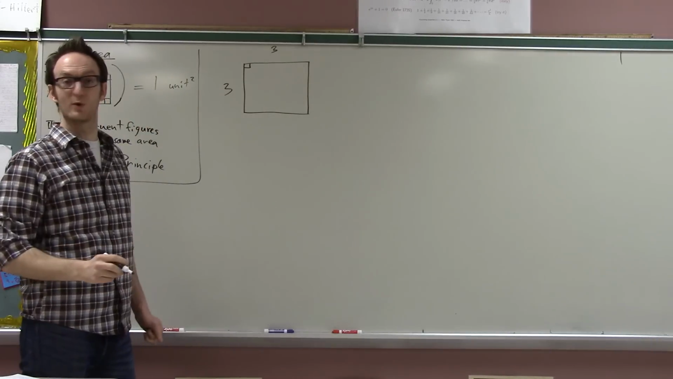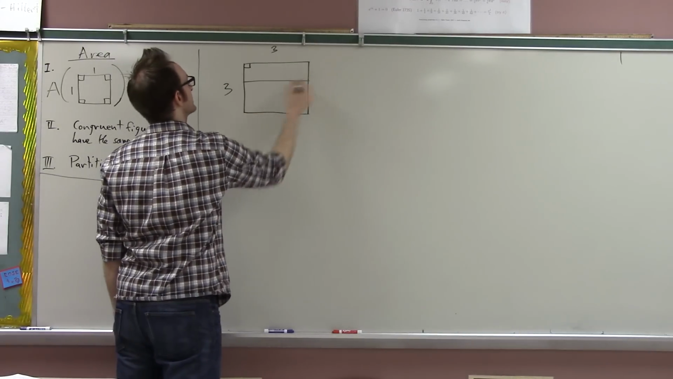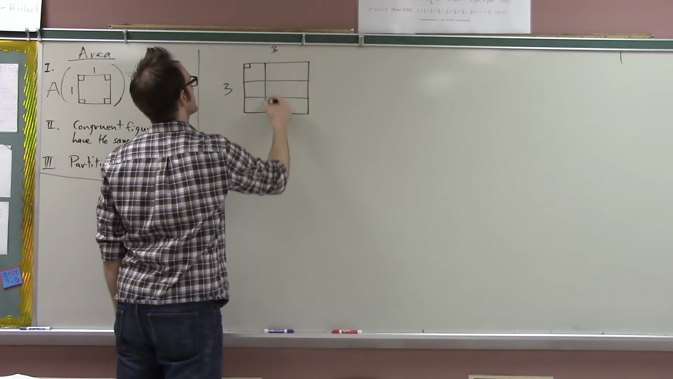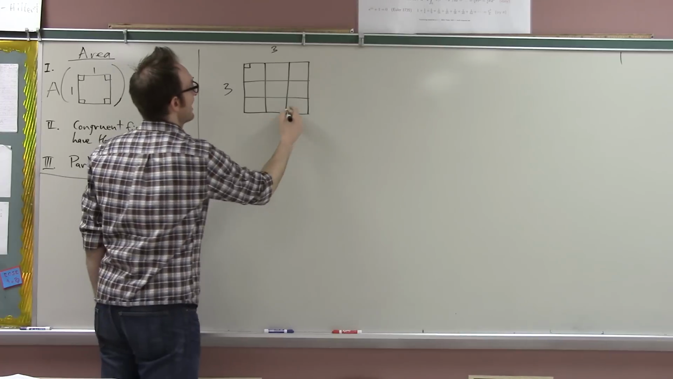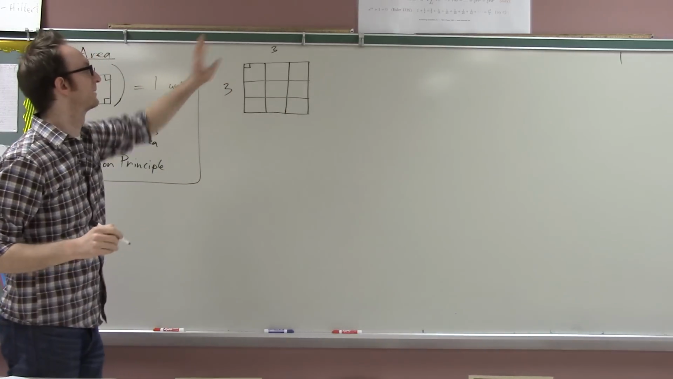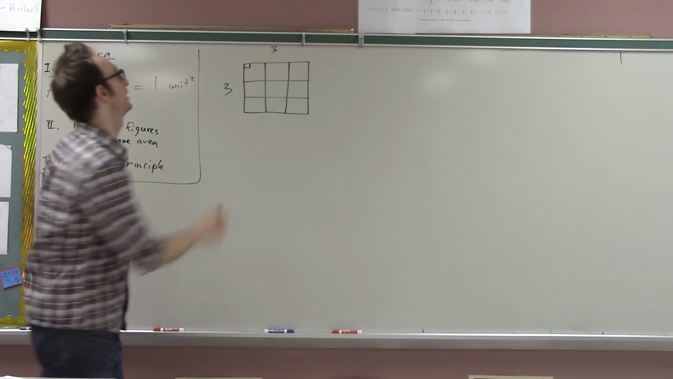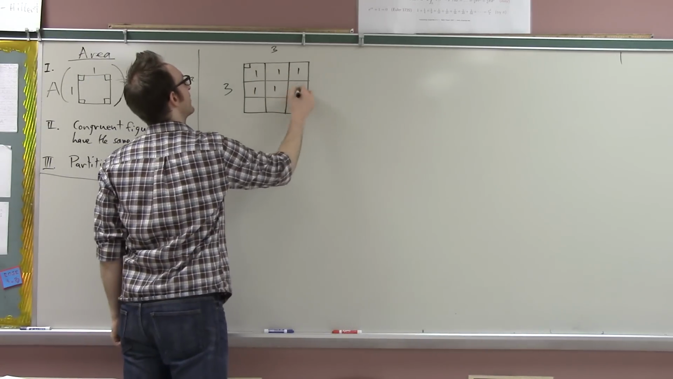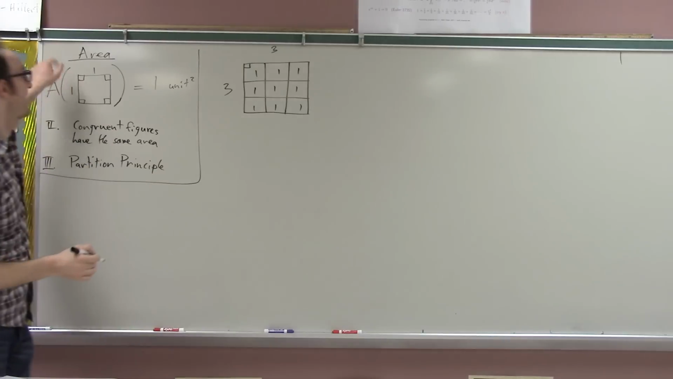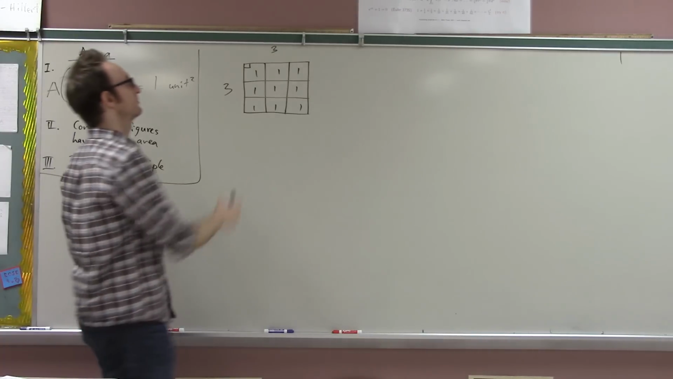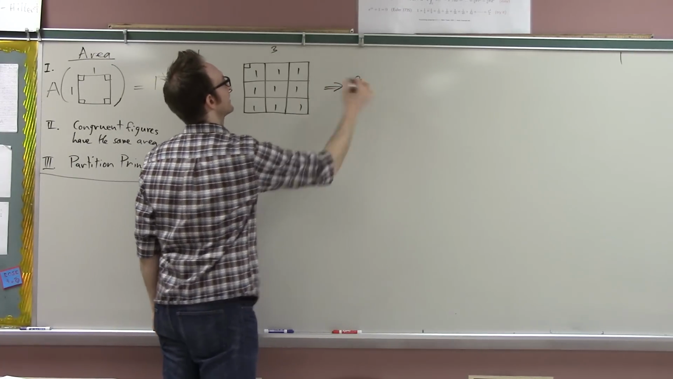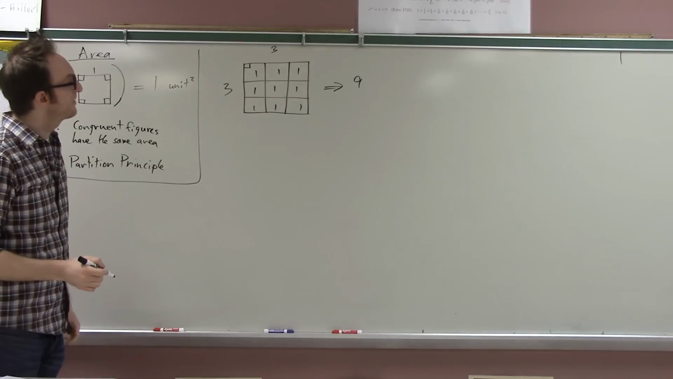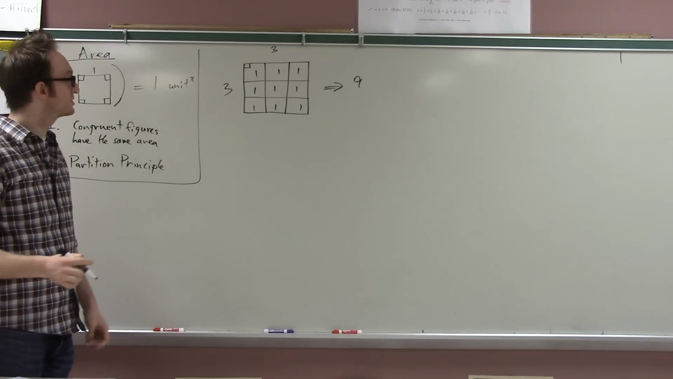I think it's a pretty straightforward way to do this, and that is to split it up into unit squares. So I can do this like boom boom. And now what I know is that each of these squares has area 1 by axiom 1, and by the partition principle, the area of this figure is then 9. Okay, that works pretty well as long as you use integers.